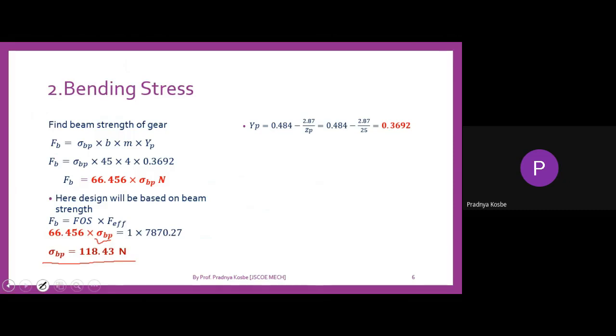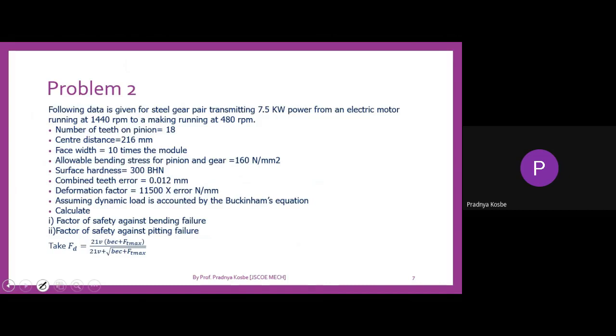Okay. So now we'll take the next problem. The next problem is to find out factor of safety for beam strength as well as for pitting failure. Pitting failure means what? Wear strength. Now problem number 2.